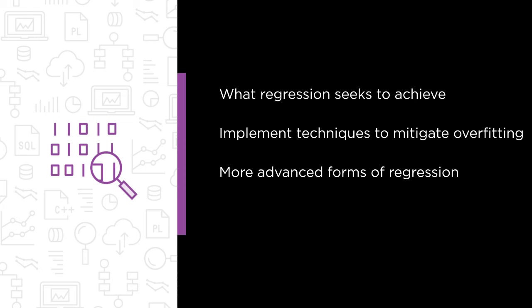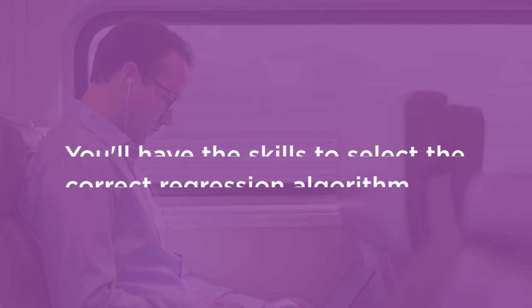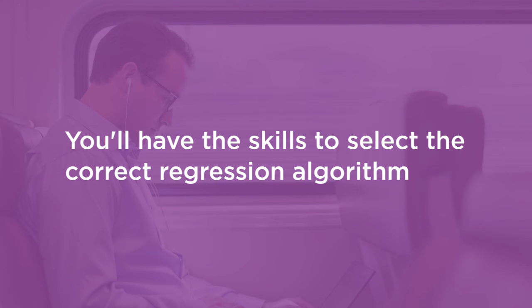Finally, you will round out the course by understanding the hyperparameters that these various regression models possess and how these can be optimized. When you're finished with this course, you will have the skills and knowledge to select the correct regression algorithm based on the problem you're trying to solve and also implement it correctly using scikit-learn.